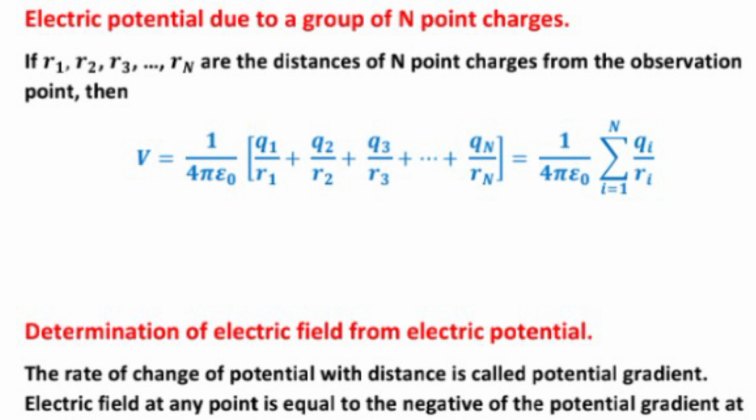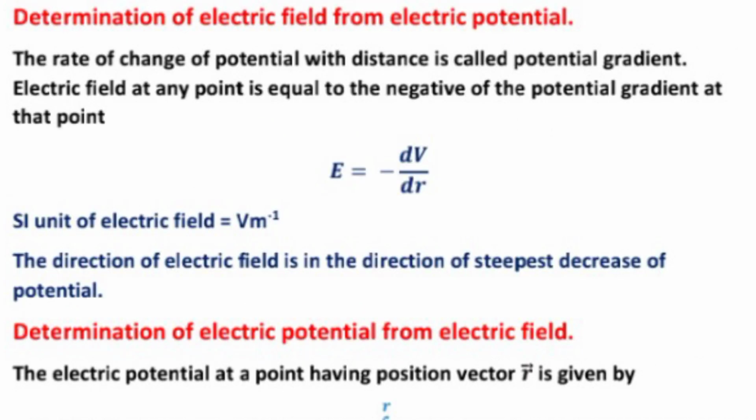Determination of electric field from electric potential. The rate of change of potential with distance is called potential gradient. Electric field at any point is equal to the negative of the potential gradient at that point, E = -dV/dr. The SI unit of electric field is volt per meter. The direction of electric field is in the direction of steepest decrease of the potential.